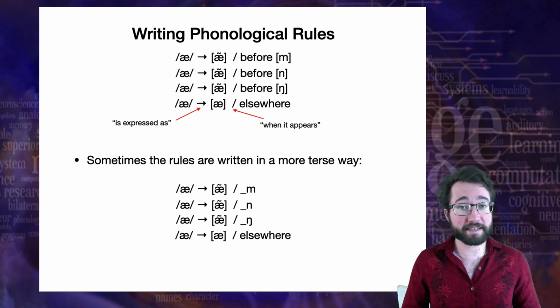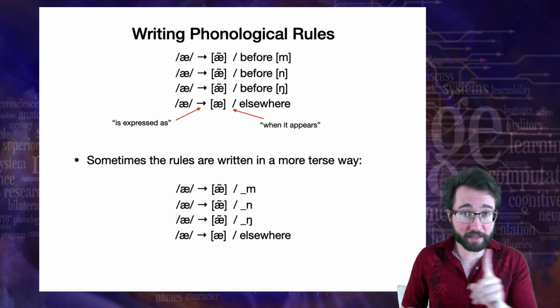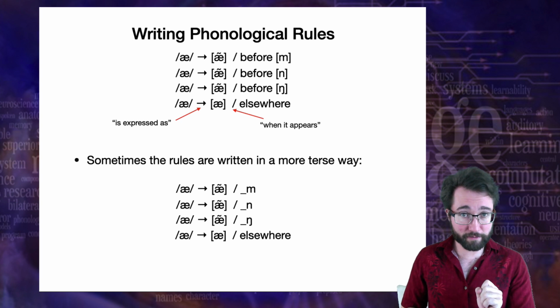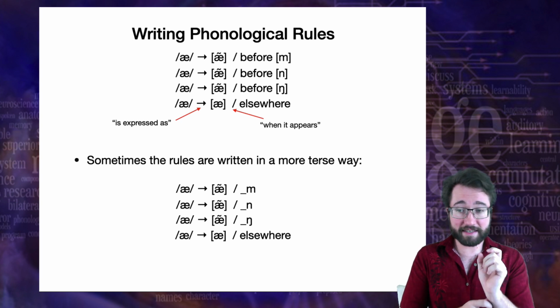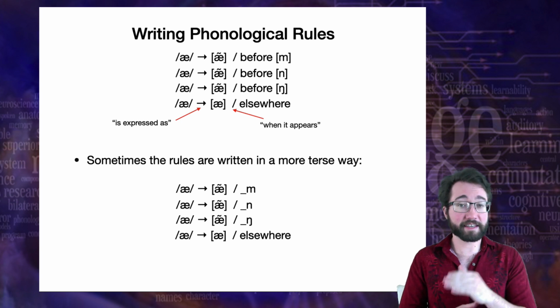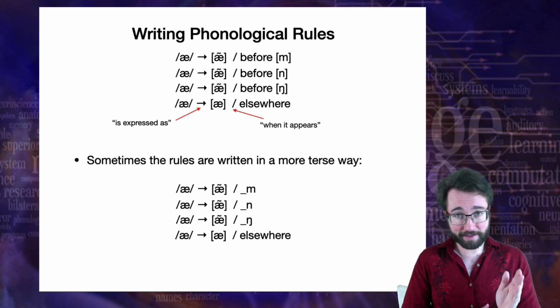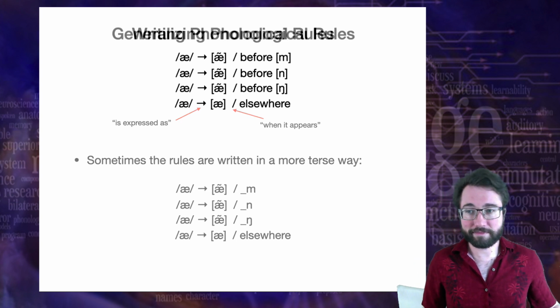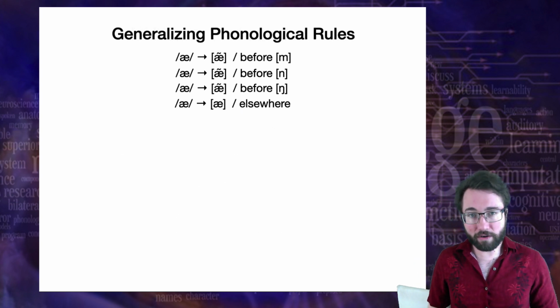a is expressed as the sound nasalized a when it appears before m, indicated with the underscore. The blank spot there indicates where the relevant phoneme is. And this indicates that it appears right before an m. So if you see the phoneme right before an m, then it's going to be expressed as the sound nasalized a in English.